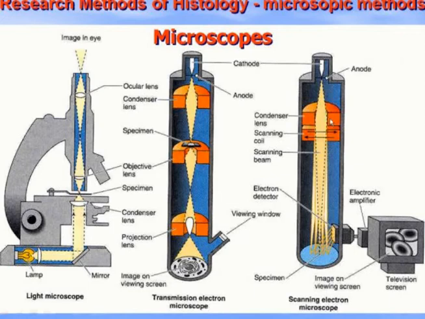In scanning electron microscope, a narrow beam of electrons scans the surface of the specimen, and electrons reflect from the surface and are accepted by the electron detector and amplified, and you can observe the image of the specimen in the television monitor in 3D.